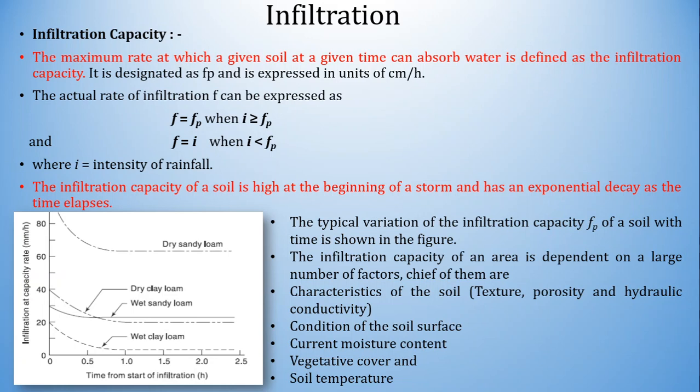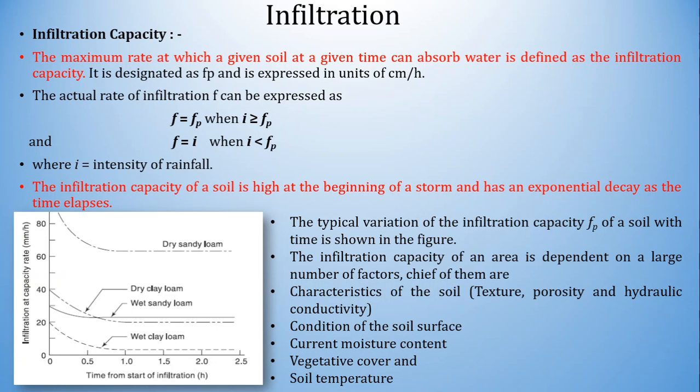If porosity is more and hydraulic conductivity is more, then infiltration capacity will be more. Condition of the soil surface: if it is covered by vegetation, then it will not allow direct entry of water. The water will keep stagnant and thereby it will further facilitate the entry of moisture into the soil. So there will be a time lapse. Then current moisture content: if your soil is already saturated with water, whether it is sandy soil or clay soil, any type of soil, it will not allow further movement of water. It will not absorb any further water. So thereby the infiltration capacity will be reduced.